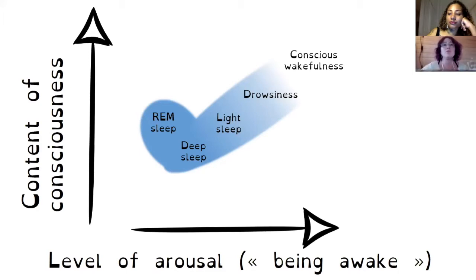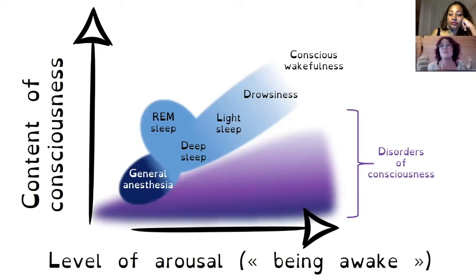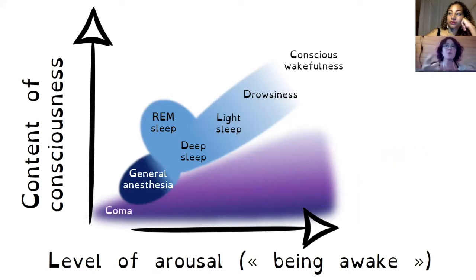So let's see if we can decrease the content of consciousness and arousal even further, and in fact we can, with general anesthesia. We can use drugs to decrease your content of consciousness and your level of arousal even more, and it's not possible to wake up spontaneously. And around that, there is a huge range of pathological conditions which are called disorders of consciousness. Among those disorders of consciousness, first of all, there is what we call coma. It's an almost null content of consciousness and arousal.